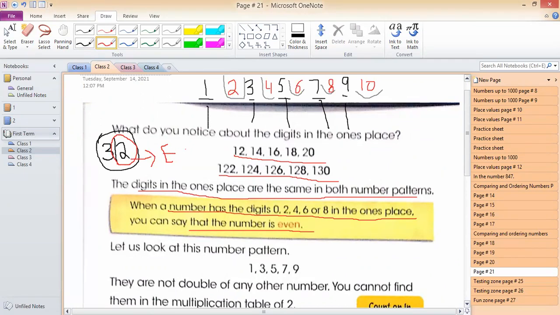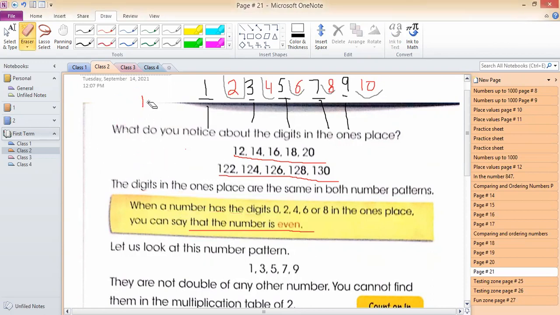If I say 33, check 33, whether it is an even number or an odd number. You will say that 33 is an odd number. Why an odd number? Because the last digit of 33 is 3 and 3 doesn't come in the table of 2. So 33 is an odd number while 32 is an even number. Is it clear, guys? Yes. Very good.